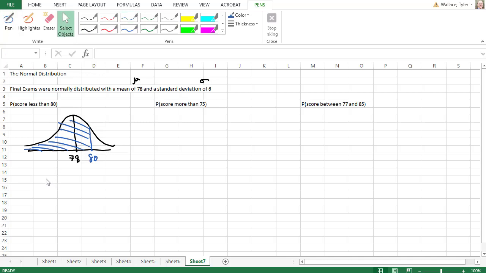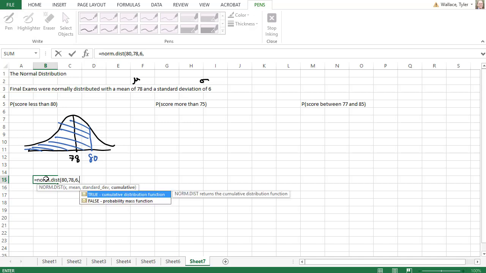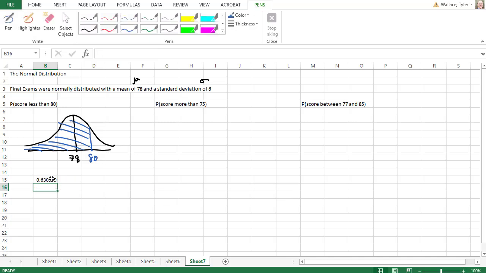We can find that directly in Excel by typing in equals norm.dist, open a parentheses, the x value that we're interested in, comma, the mean of 78, comma, the standard deviation of 6, comma, and then true. And we find out the area to the left of 80 is 0.0606 when we round it. Let's look at another example.